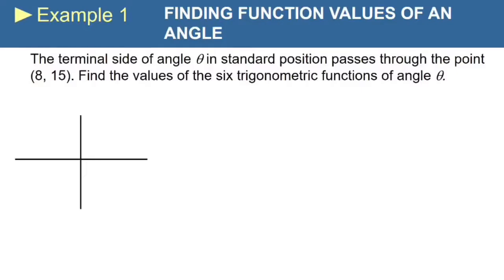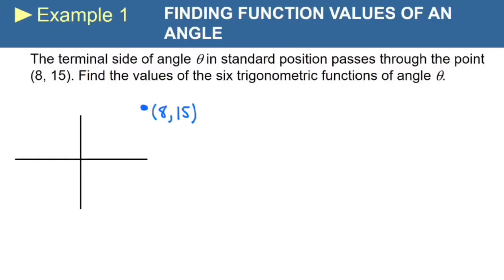Okay, now here is example 1, and let's read it together. It says the terminal side of angle theta in standard position passes through the point 8, 15. Find the values of the 6 trigonometric functions of angle theta. So first we need to draw angle theta. So I've got us a coordinate system here. The point 8, 15 would be in quadrant 1. So it might be up here somewhere. I'll just put it here. So that's the point that the terminal side needs to go through.